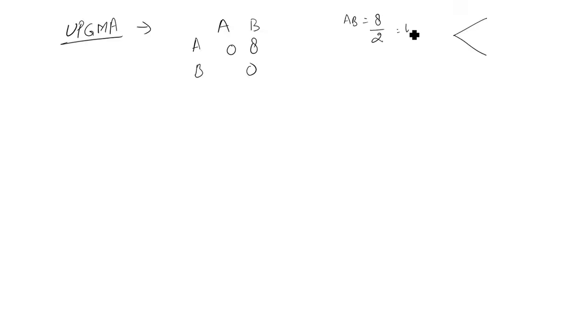So in the UPGMA method, what we actually do, suppose we have two nodes, A and B, and this distance is suppose 8. So we just take the average, AB equals 8 by 2, and that is 4. So this is A and B, so 4 and 4. So what does it mean? In the UPGMA method, it is assumed that from the point of divergence, the distance traveled by both the nodes is equal. It means the rate of evolution is constant.